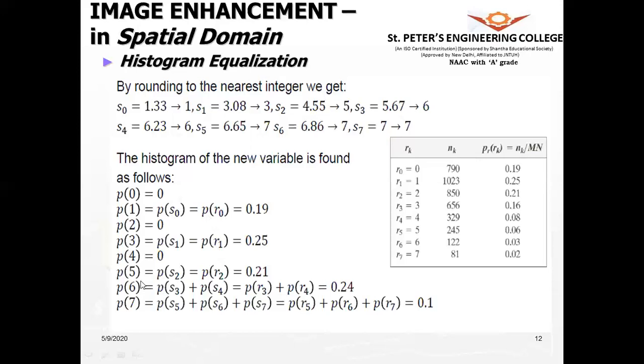But P of 5 is P of S2, and P of 6 is P of S3 plus P of S4, because S3 is also having 6 and S4 is also rounded to 6. So you have to add those two probabilities, R3 and R4 probability, 0.16 plus 0.08 is 0.24, and so on. So P7 is 1. Like this, we get the new variable.